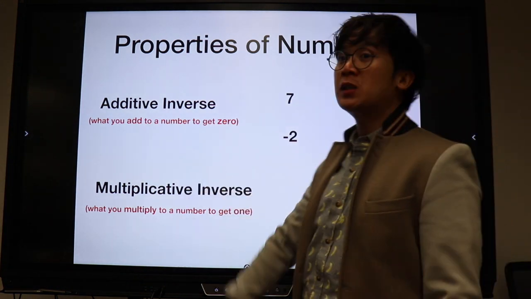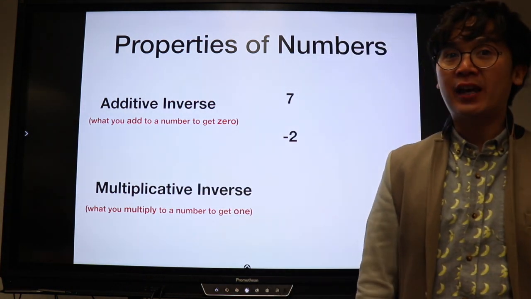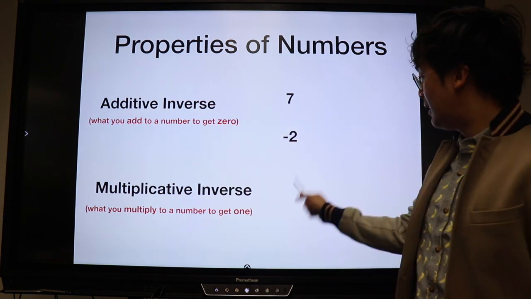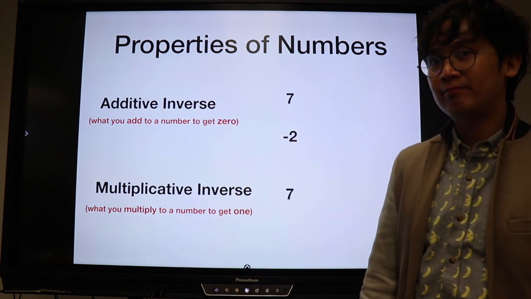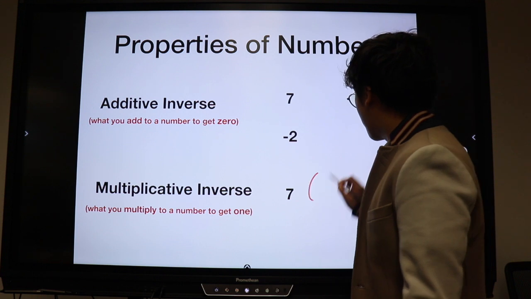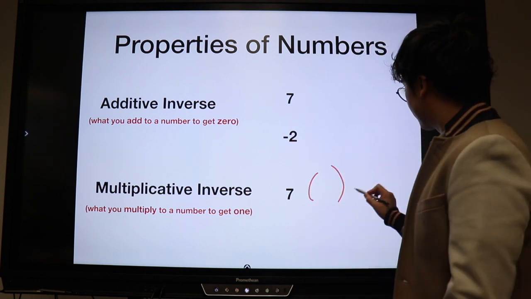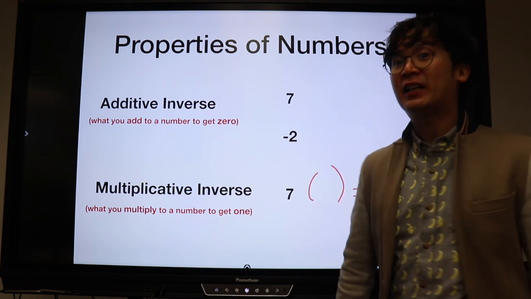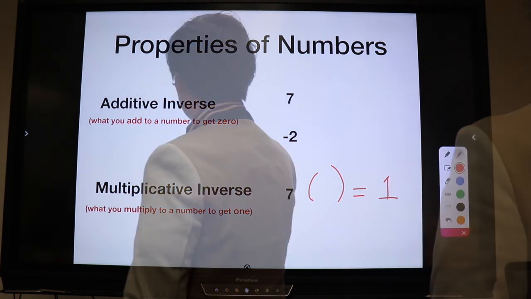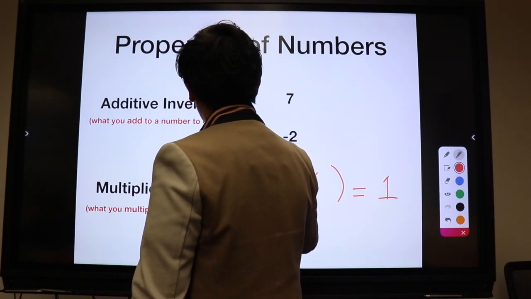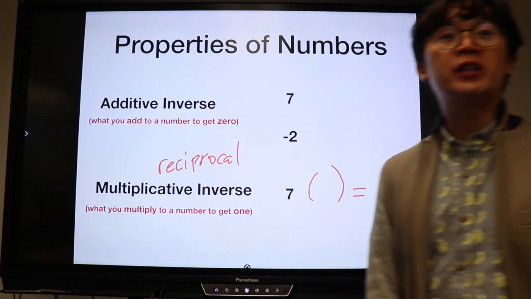So that is the additive inverse, and the next thing that we're going to be working on will be the multiplicative inverse. And in this case, you need to think of a number, let's say 7, that when you multiply will equal 1. Reciprocal is going to come into play.